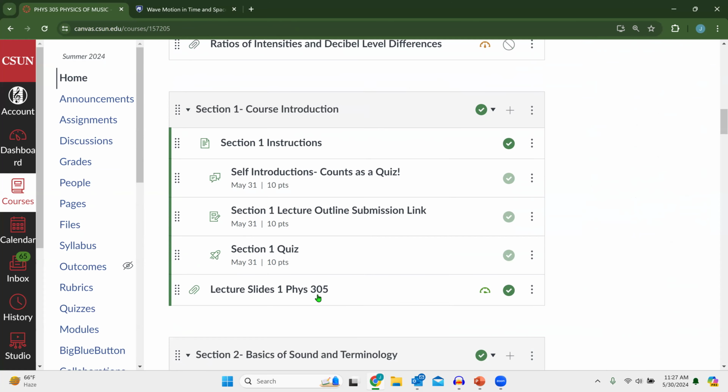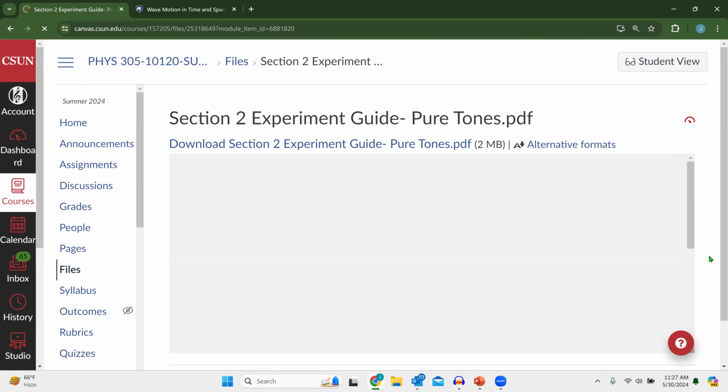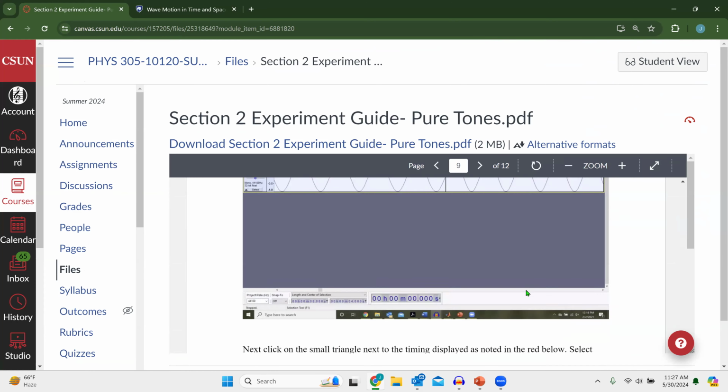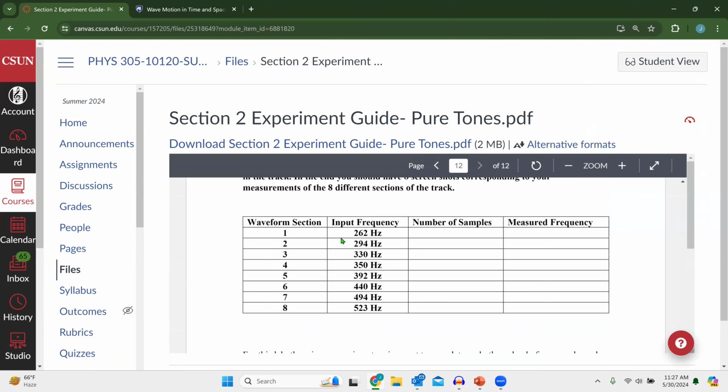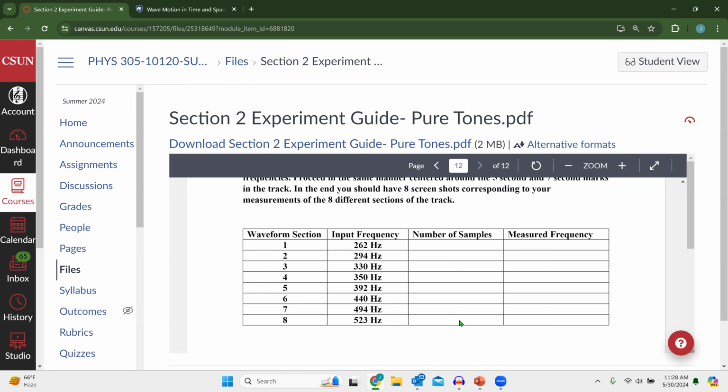And then the table that you fill out is a matter of the measured number of samples in a cycle, and ultimately the measured frequency. So you go all the way down, and here it is. Here are the input frequencies for the first, second, third, fourth, fifth, sixth, seventh, and eighth portions of the sound, with the number of samples in one cycle. This one should be about 168. This one should be about 149, and they should get smaller and smaller. Then the measured frequency is 44,100 divided by the number of samples in one cycle. And these measured frequencies should be really close to the input frequencies.